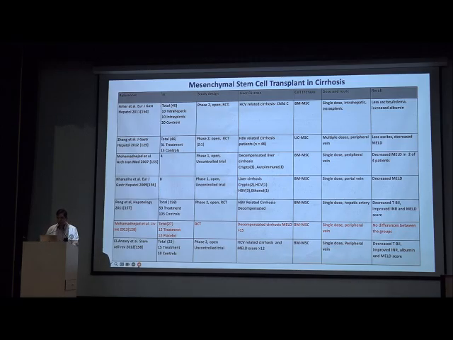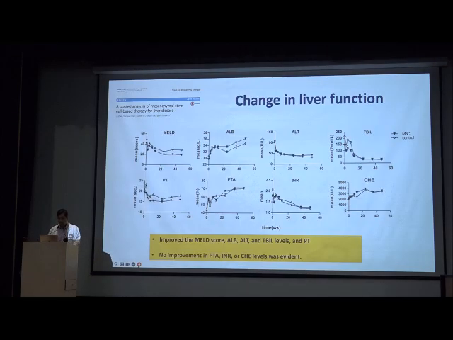So even though there are changes in liver parameters and liver function, the overall acceptance at this point in time is still not there. In the same study, which was a pooled analysis of stem cells for overall liver disease, you can see that there is a change in liver function.